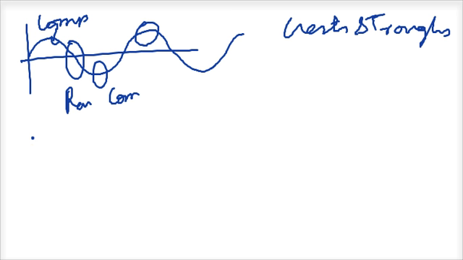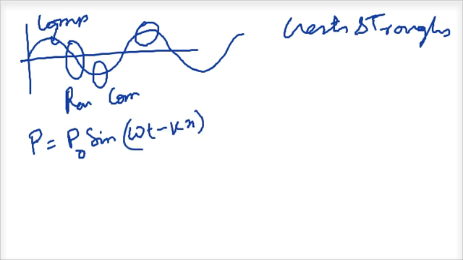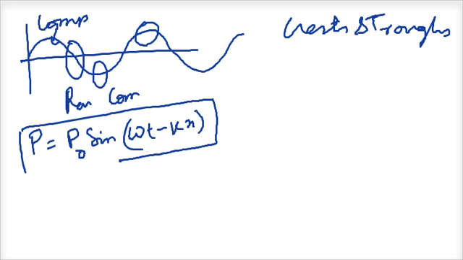Now, if P varies as P0 sine omega t minus kx, this is a pressure wave, where I have given the variation of pressure as a function of omega t and kx. That means as x varies, the pressure varies, and as time varies for a given x, pressure varies. So this is what a pressure wave is. Now the sound wave can be written as a pressure wave, as a density wave, or as a displacement wave.